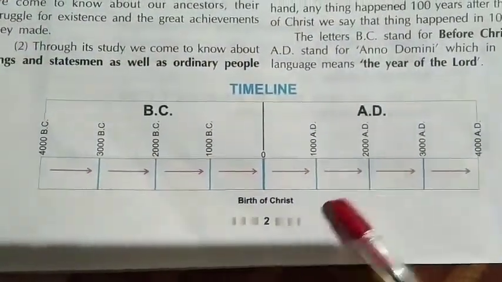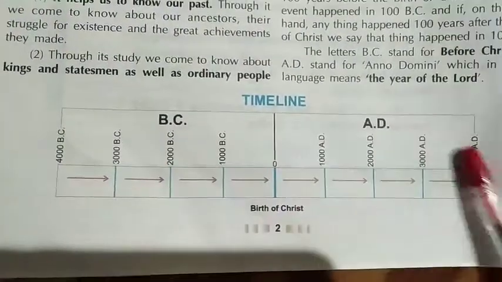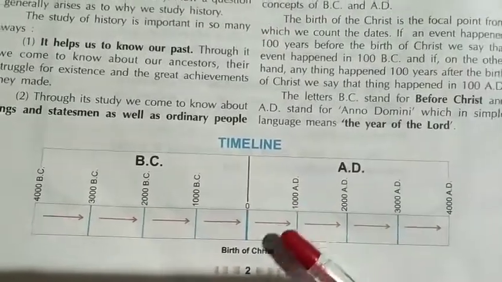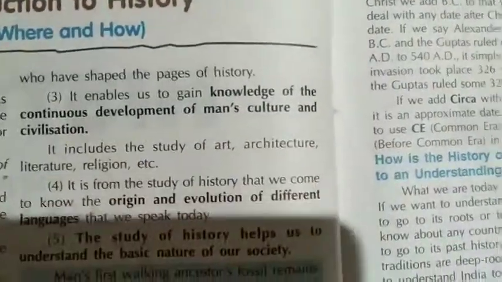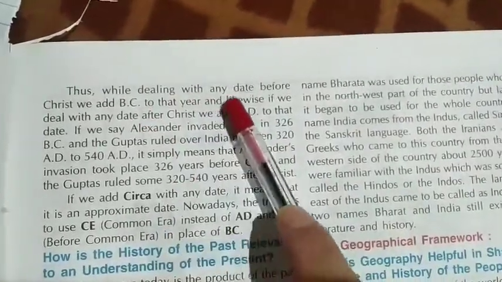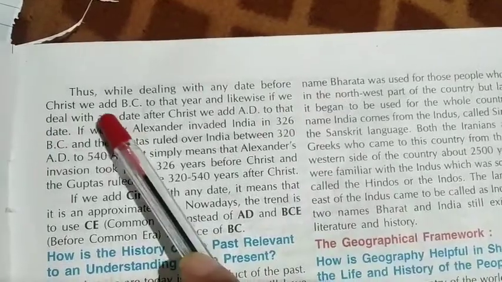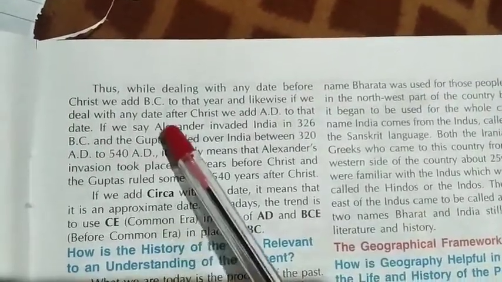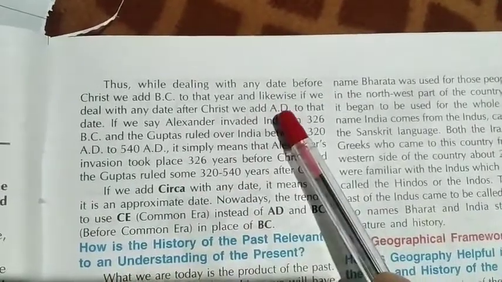Here you can see birth of Christ timeline, BC and AD. You learn this by yourself. And now let us continue with BC and AD. Thus, while dealing with any date before Christ, we add BC to that year, and likewise if we deal with any date after Christ, we add AD.